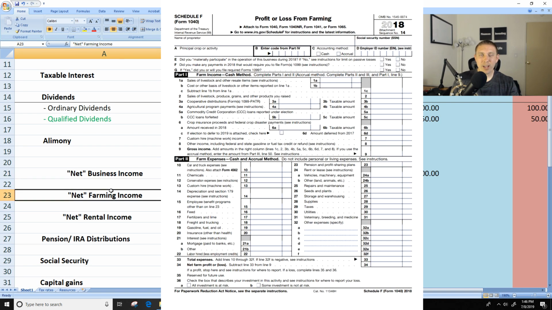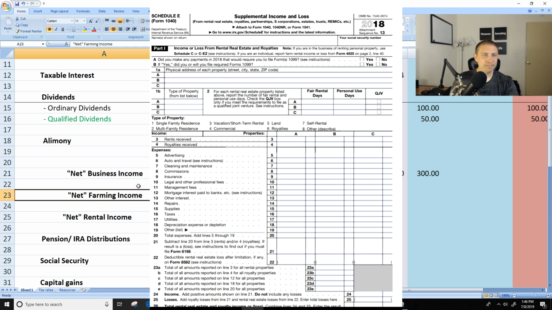The next one would be your net farming income, if you have any farming income. If you're a farmer, that's Schedule F. This is what Schedule F looks like on screen if you've never seen it. Some people out there have rental income. If you have, it's your net tax, your tax on your net rental income. That is Schedule E, and this is what the Schedule E looks like, which I have up currently on screen.